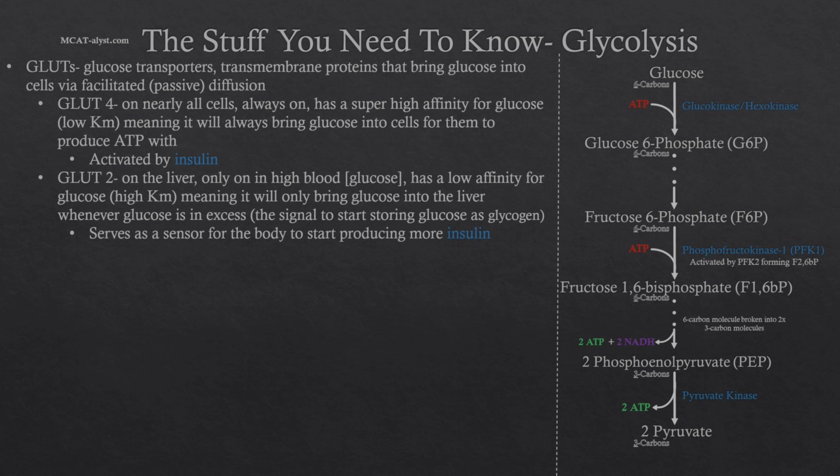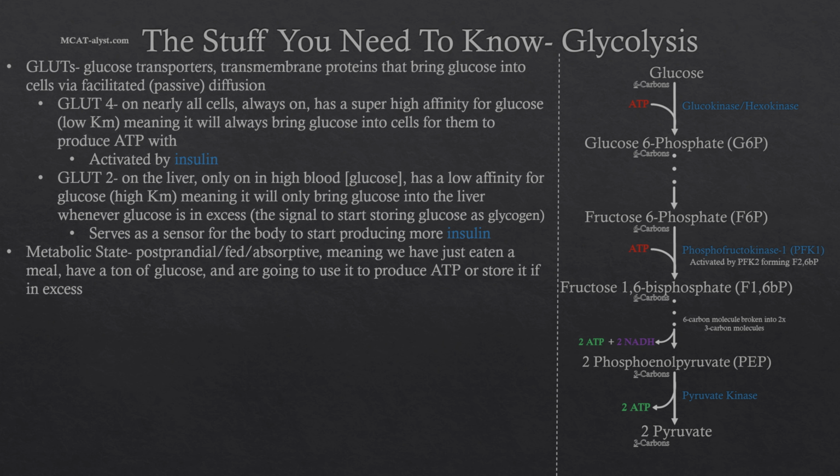GLUT2 also serves as a sensor for the body to start producing more insulin. So if GLUT2 is activated, that means there's a whole bunch of glucose that needs to get removed from the blood. There's basically a pathway that GLUT2 being activated is going to cause the body to produce more insulin so that the cells know to take in even more glucose. Again, just emphasizing the fact that insulin's job is just to remove glucose from the blood. That's the only thing insulin really cares about. It sees a whole bunch of blood glucose and it just wants to get it out.